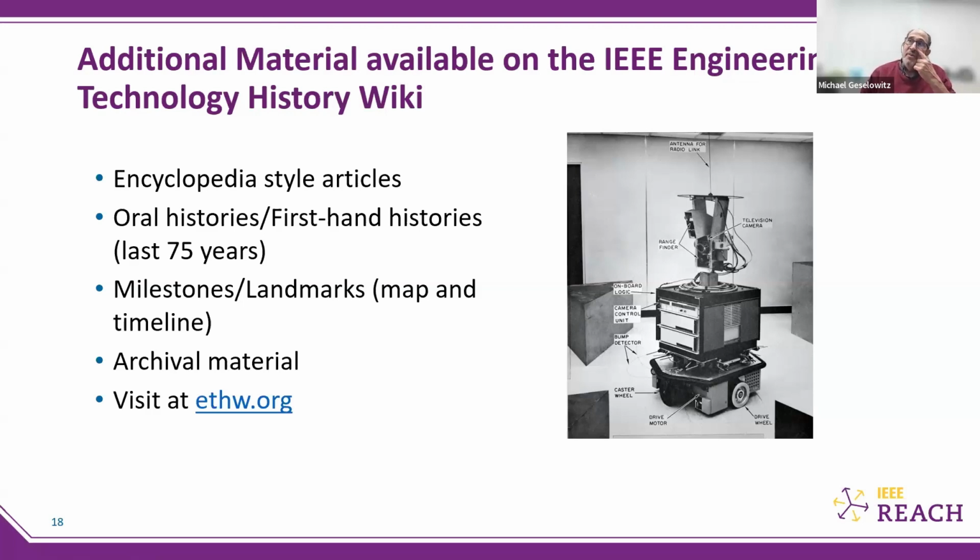But we do have a site called the Engineering Technology History Wiki, ethw.org, which contains encyclopedia-style articles about a whole range of technologies. A map of milestones and landmarks have been recognized by various engineering societies of these historical events. This is Shakey, the first AI independent robot, in this picture here. Oral histories, which of course can only cover the last 70, 75 years, but oral histories and first-hand histories of important engineers, scientists, and technologists.